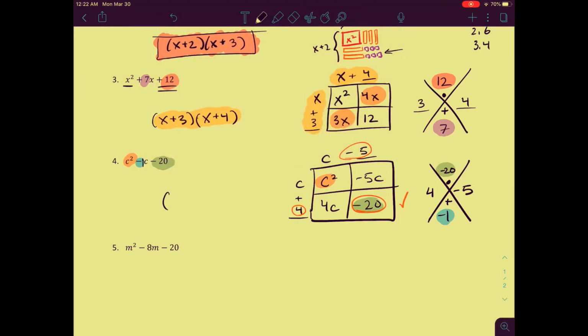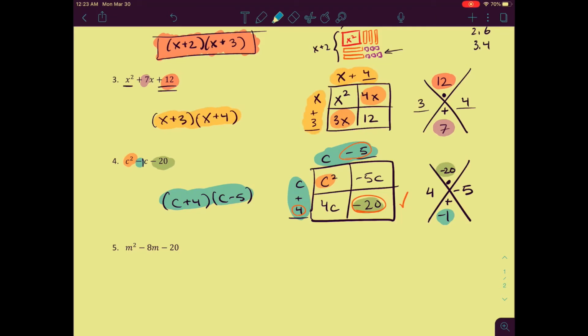From here, though, your final answer will be c plus 4 times c minus 5. And again, how did we get this? We took the width and we took the length of our Punnett square, and those are the two factors. This is our final answer for number 4. Hopefully you get an idea of how we're creating this X box problem to factor these trinomials.